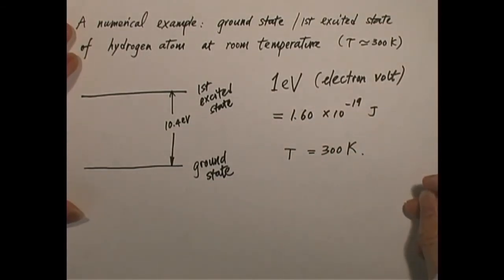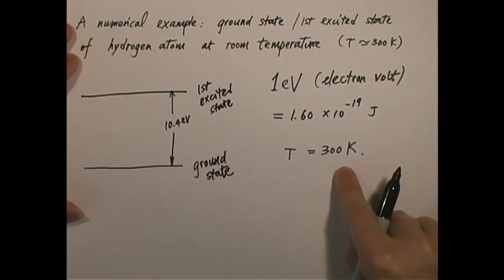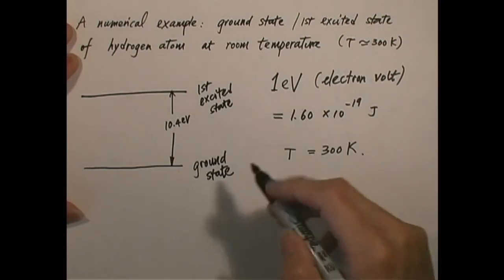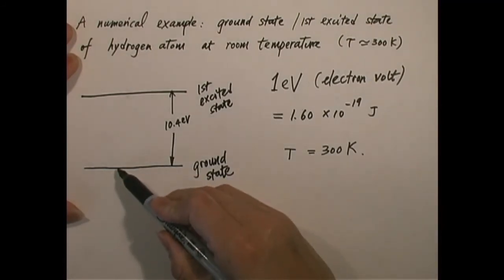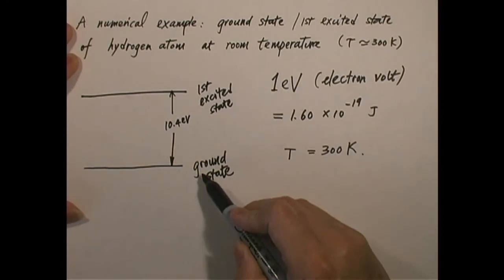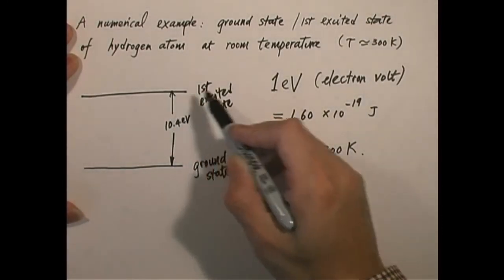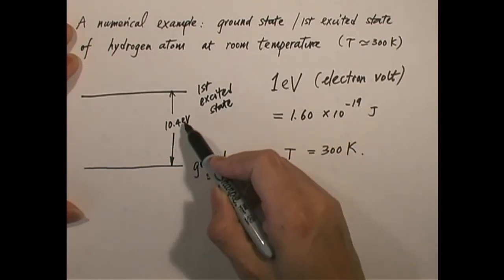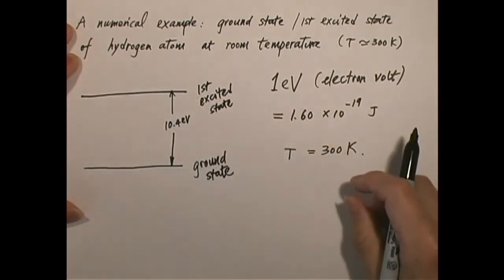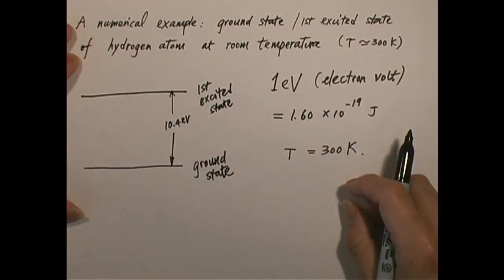Okay, what I want to know is if you have a whole bunch of hydrogen atoms at 300 Kelvin, in thermal equilibrium, they reach the same final temperature, 300 Kelvin. My question is, how many atoms will stay at the ground state? How many atoms will be at what's called the first excited state, which is 10.4 eV above the ground state? This is what I want to know.